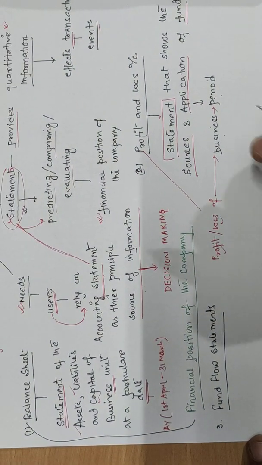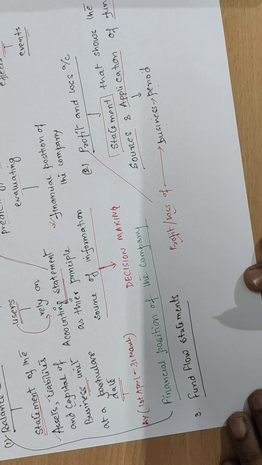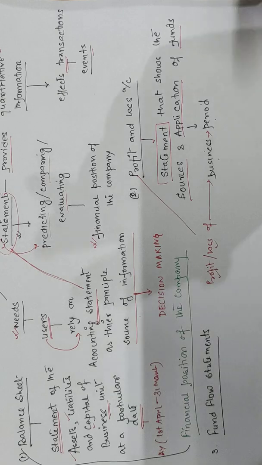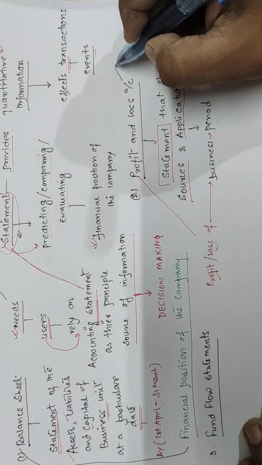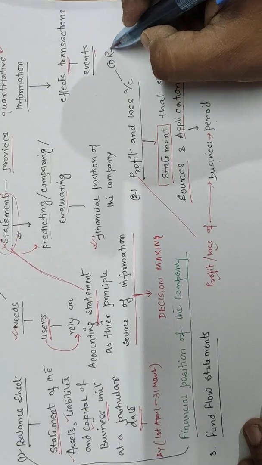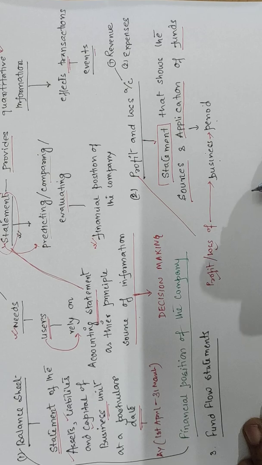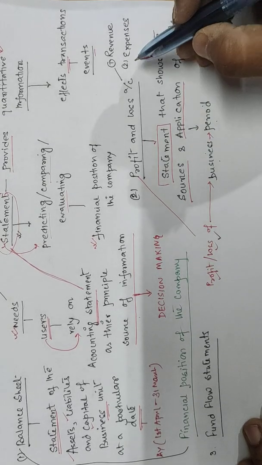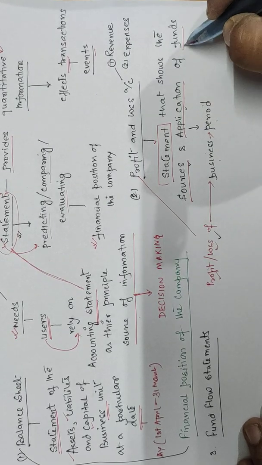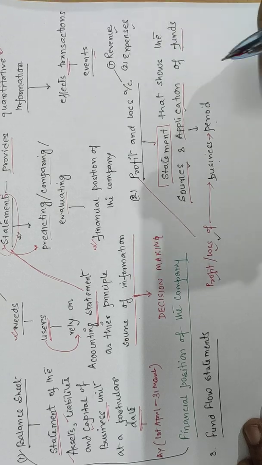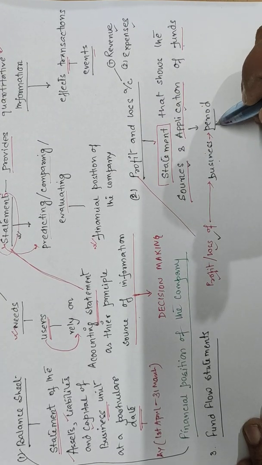Number one, you got the balance sheet. Number two, the profit and loss account. Number three, we go for the fund flow statement. Before proceeding, let me make one thing clear. In the profit and loss account, they always calculate the revenue and the expenses of the business, along with profit and loss. Just remember, it is a statement showing the sources and application of funds. It also shows the revenue and expenses of the business during the period, and the profit and loss during a stipulated period.